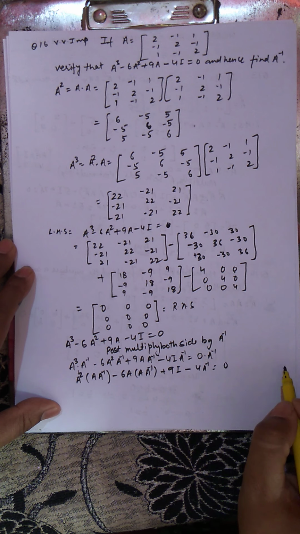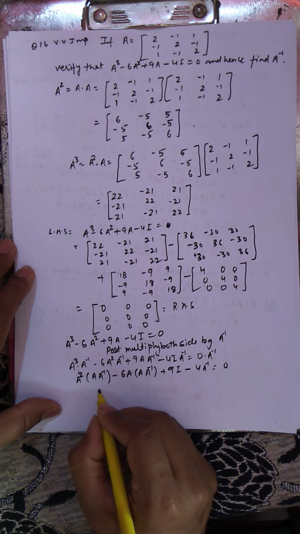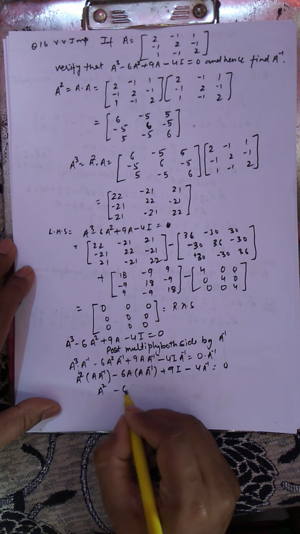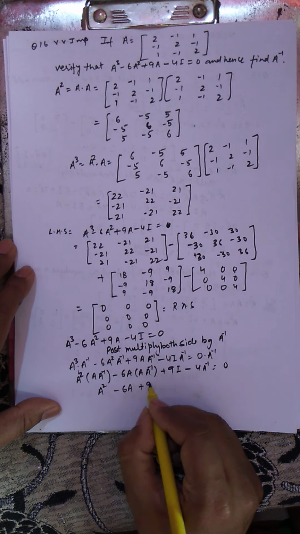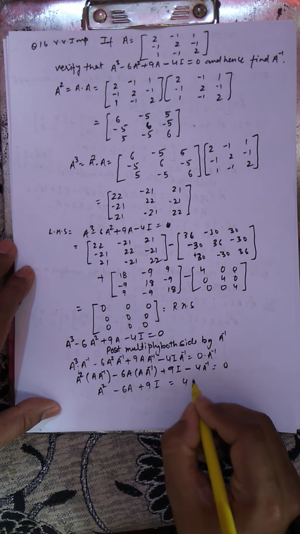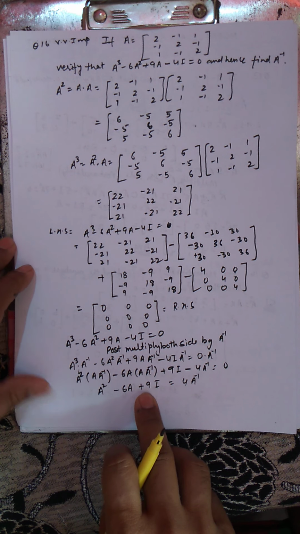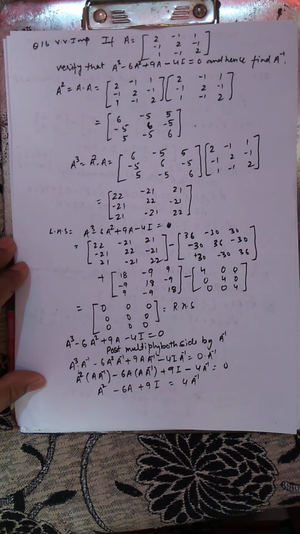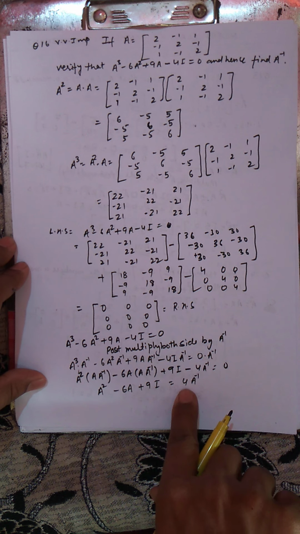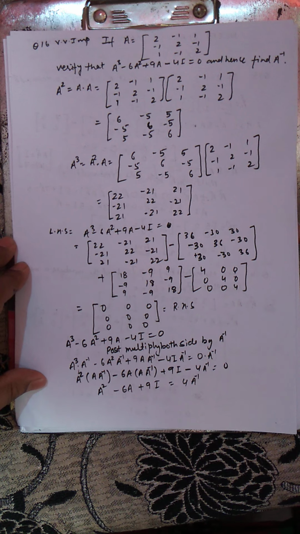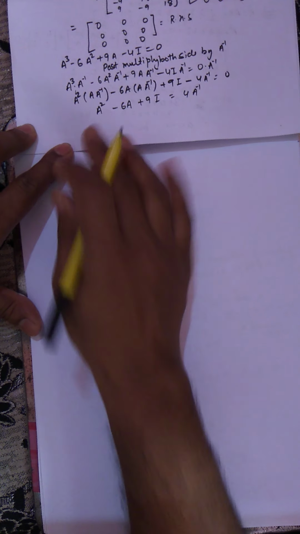So this 4A inverse you take to this side and let the rest stay there. So this becomes A square minus 6A plus 9I, and on this side you take 4A inverse. So we'll solve this side, A square minus 6A plus 9I, and after this we'll take 4 to the denominator and we'll get A inverse. So we'll continue on the next page.